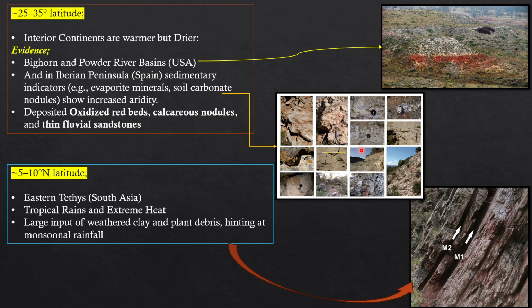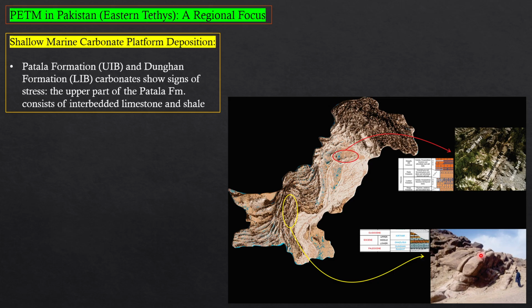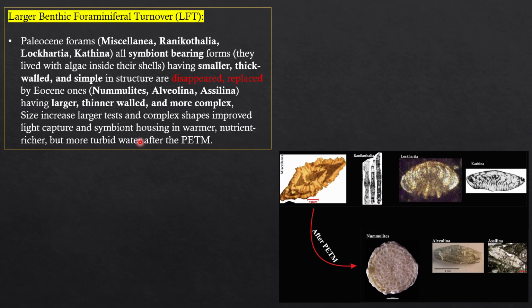from the USA red beds, and this is the reason from the carbonate or soil nodules, which shows the aridity. And also in this latitude, in Pakistan or India, South Asia, we have the Patala formation, which has a tropical land and extreme heat, and which inputs weathered clay and plant debris in large amounts due to the monsoon rainfall. And in Pakistan, in the upper Indus Basin the Patala formation is deposited, and in the lower Indus Basin the Dungan formation is present at that time during the PETM event. So you can find this event in these two formations.